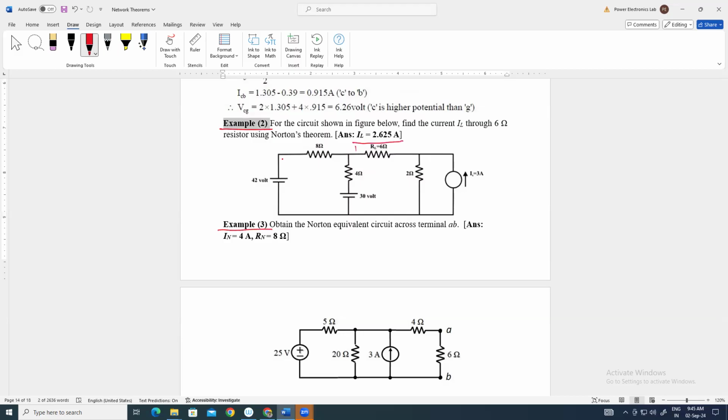Where is IL? Find IL through the 6 ohm resistor. Okay. This is RL. So you have to assume current IL here and calculate the value of IL. So how can we apply Norton's theorem to calculate the value of IL? How can we start? Can anyone tell how you can start?